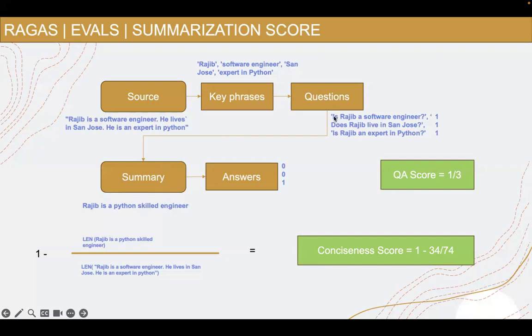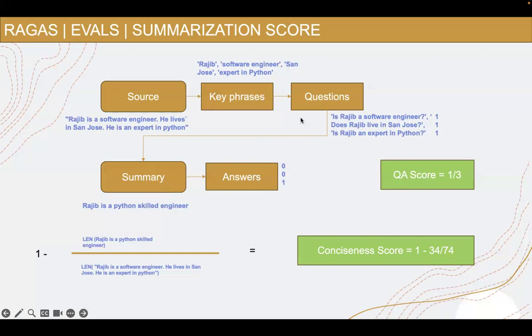The idea is very simple, right? If this question is one of the key topics or key concepts in the source, and it cannot be answered from the summary, that means this concept has been omitted from the summary, right? That's how clever the metric is designed, right? So if it cannot be answered based on the summary, then it gets a score of 0.